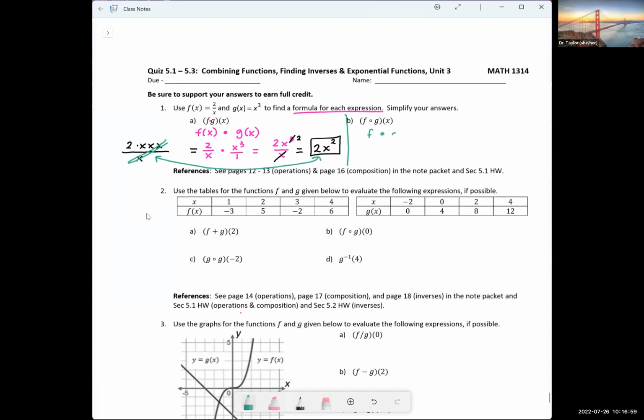F of g of x means that we find g of x first and substitute that into f of x. So we're going to put g of x into f of x. So inside of f of x, we're going to type in x cubed. So what that means is we're going to have 2 over x cubed. Are there any questions?